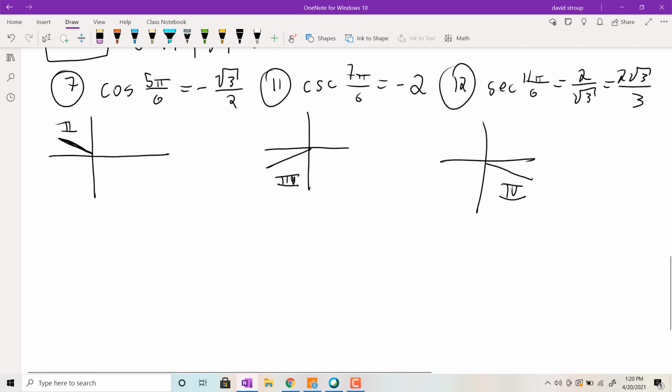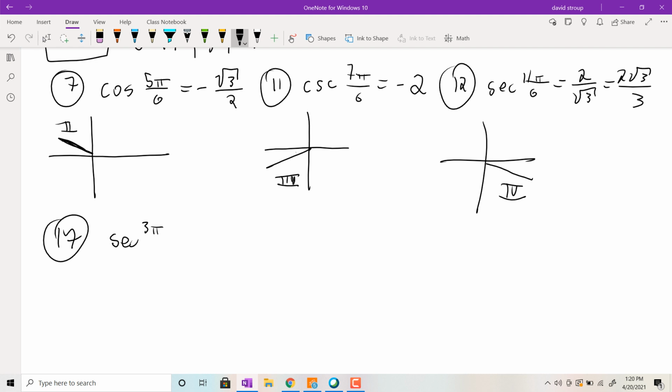Let's look at some more. 17. We have the secant of 3 pi over 2. So where is 3 pi over 2? That's just down here, rotating around to there. Secant is what? Oh, it's 1 over cosine, right? Cosine of 3 pi over 2 is 0. So you'd have 1 over 0, which is undefined. So this thing won't work. This is undefined. So you just write undefined.